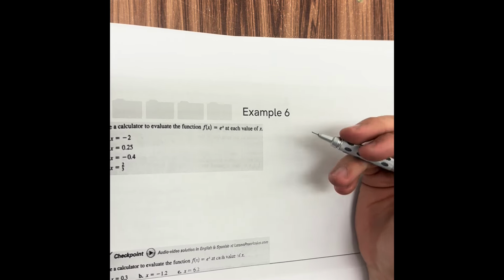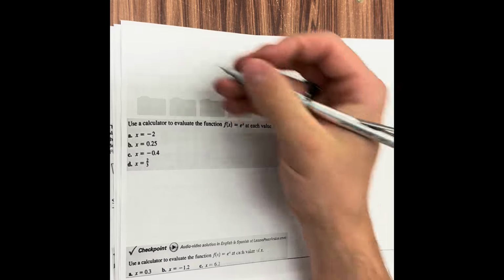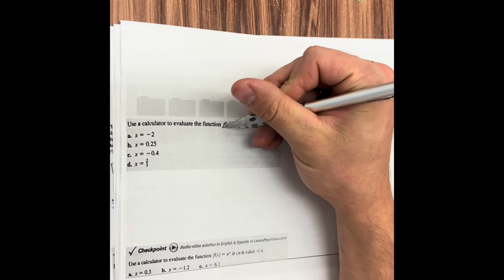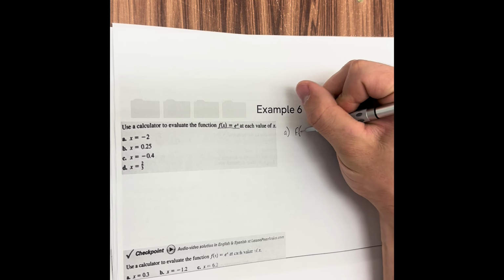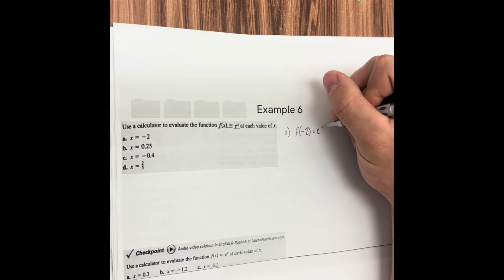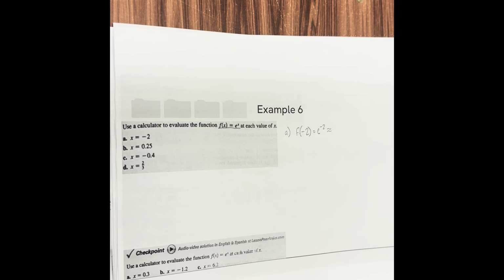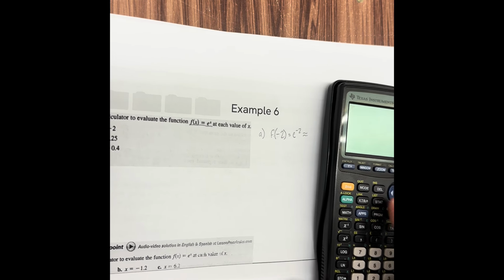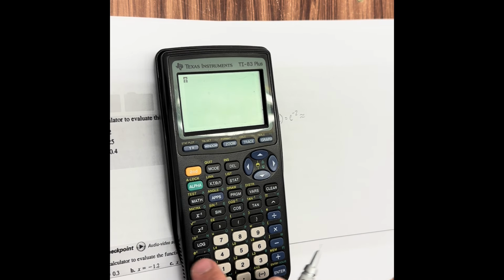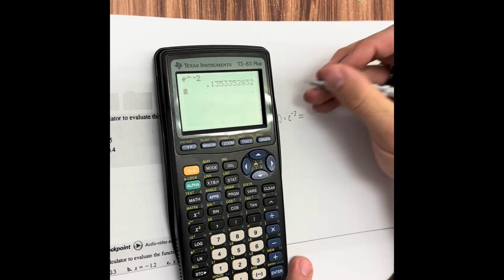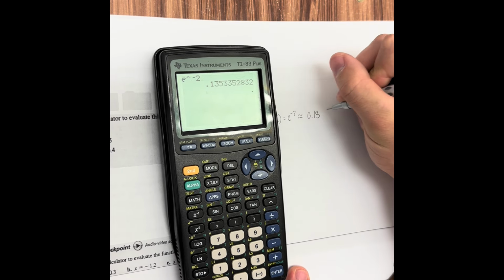Example 6, use a calculator to evaluate the function. Again, this is fairly easy here. So f of x equals e to the power of x. All we're doing is plugging in the values that they give us. f of -2 equals e to the -2, which is approximately, our button for e here. You could either use this button here, this is e to the power of x, or you could use e here. I generally use just e, but you'll get the same thing either way. So e to the -2 is approximately 0.135.